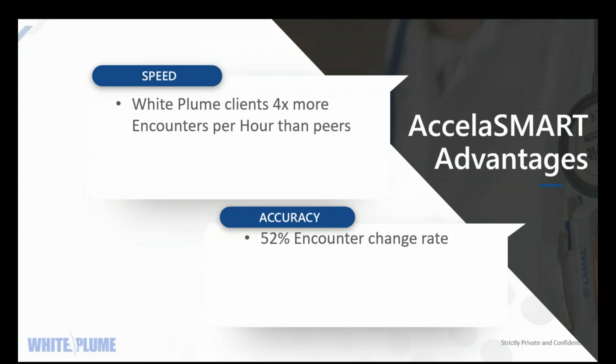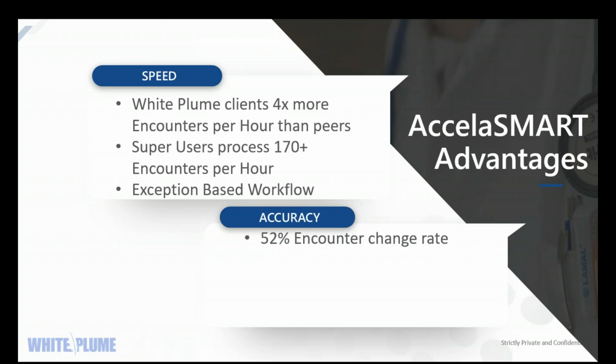And while they're doing that, they're making changes on 52% of the encounters. So they're doing a lot of cleanup work in a post-encounter coding environment. They're not turning their doctors into coders. They're able to make that change very, very quickly. And those are great results. Super users are even faster. We define super users as the top biller, top coder from a speed standpoint at each of our client sites. And those super users are up to 170 encounters per hour. That is a fantastic improvement over the kind of industry average of 25 to 30 encounters per hour.